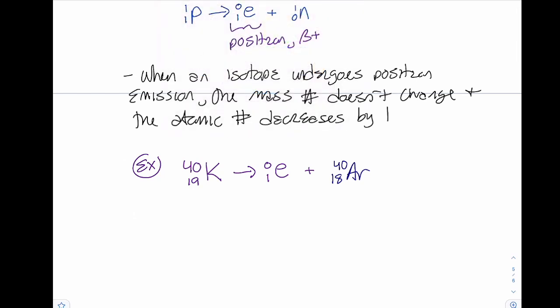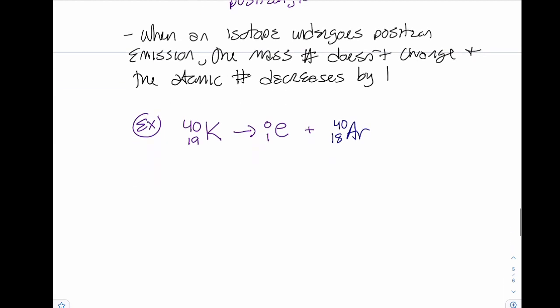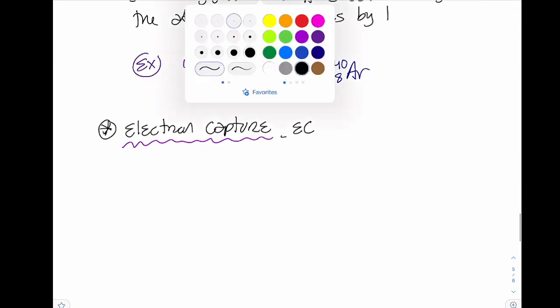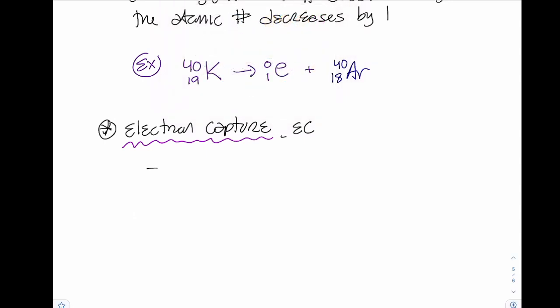And then one more type for us. And this one is the first one where we're actually going to be adding a particle instead of emitting it. So this one is called electron capture. And it's really as it sounds. We're actually going to capture an inner shell electron. And a lot of times we'll just use a capital E and a capital C for electron capture. I don't know where that N came from. Sorry about that. So what we're doing here is we're actually going to capture an inner shell electron.